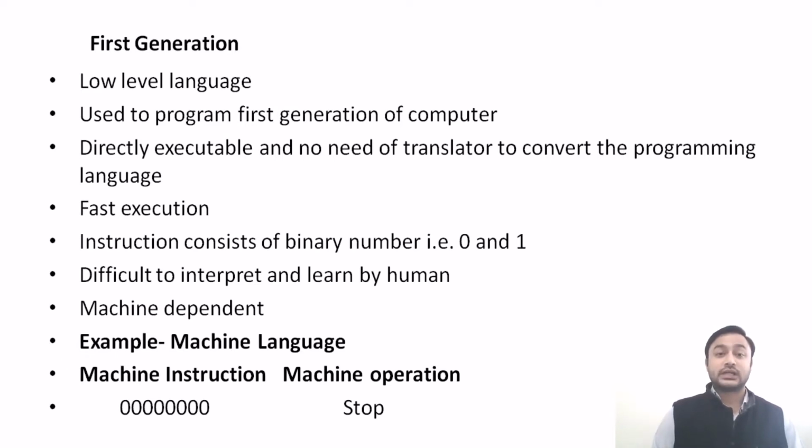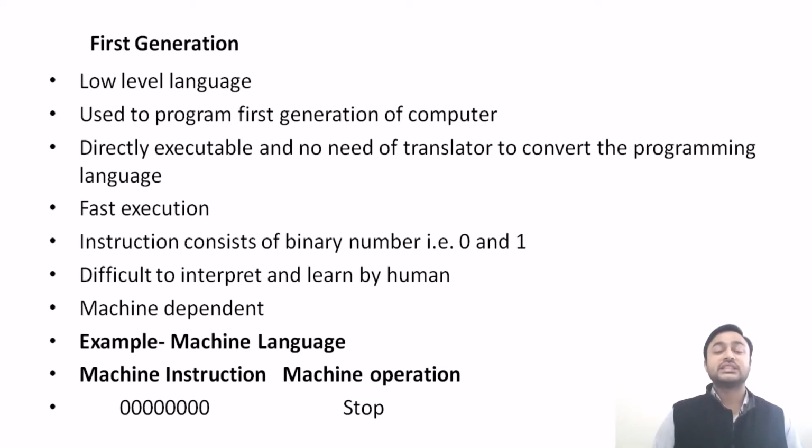Machine language is fast to execute compared to high level language, where there is a need of translation, because the high level language is converted into low level language. In the first generation there is no need of a translator, so it is fast to execute. Machine language consists of binary numbers, that is 0 and 1. It is difficult for humans to interpret and learn. So these are some advantages and disadvantages. The advantage is that they are fast to execute, and the disadvantage is that they are difficult to learn.